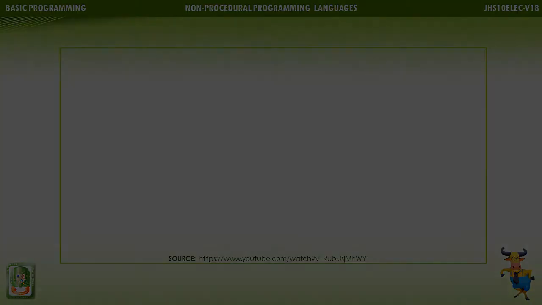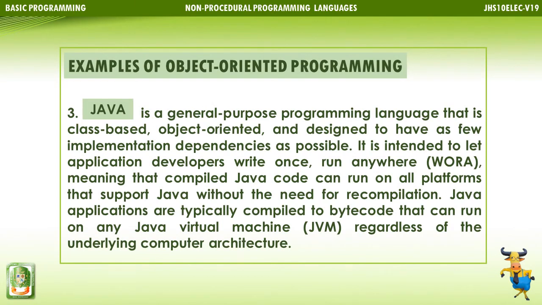Java is a general-purpose programming language that is class-based, object-oriented, and designed to have as few implementation dependencies as possible. It is intended to let application developers write once, run anywhere, meaning that compiled Java code can run on all platforms that support Java without the need for recompilation. Java applications are typically compiled to bytecode that can run on any Java Virtual Machine (JVM), regardless of the underlying computer architecture.